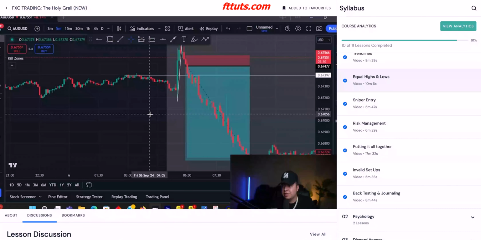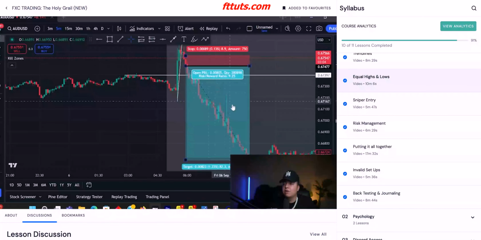So I'm showing you guys this so you know when I tell you about these equal highs and lows, it's very important, because if we didn't have that, we wouldn't know to take this setup.